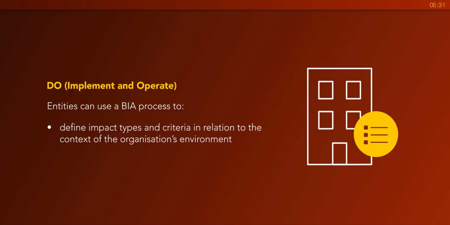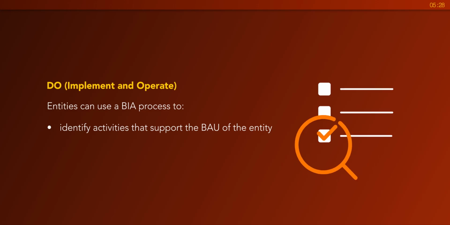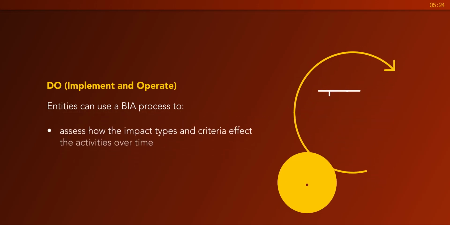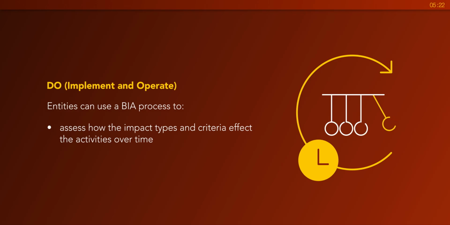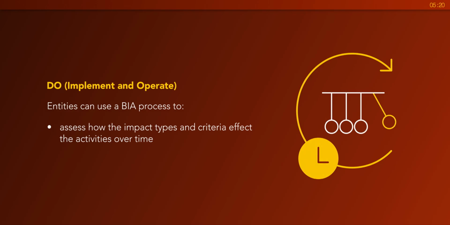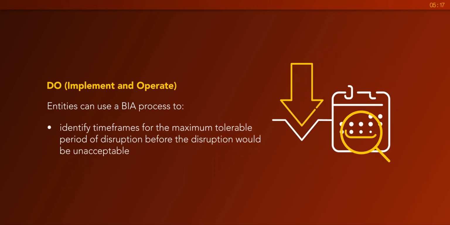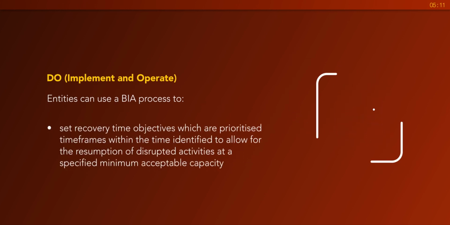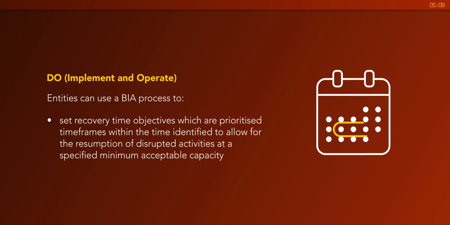Entities can use a BIA process to define impact types and criteria in relation to the context of the organization's environment. Identify activities that support the business as usual of the entity. Assess how the impact types and criteria affect the activities over time. Identify timeframes for the maximum tolerable period of disruption before the disruption would be unacceptable. Set recovery time objectives, which are prioritized timeframes within the time identified to allow for the resumption of disrupted activities at a specified minimum acceptable capacity.